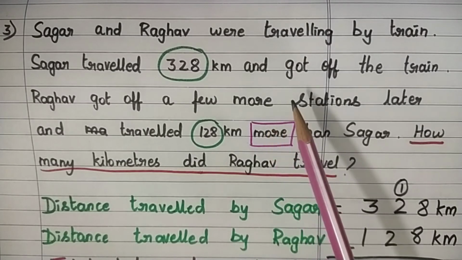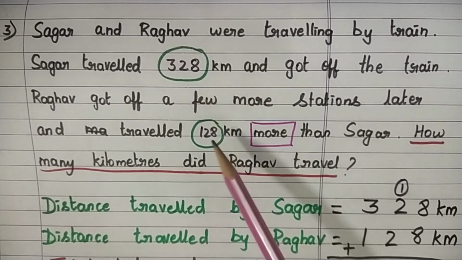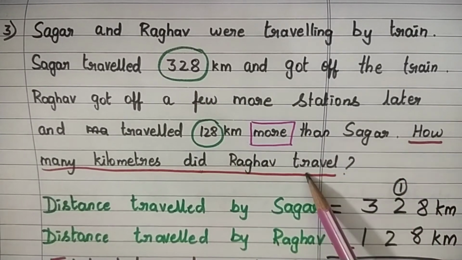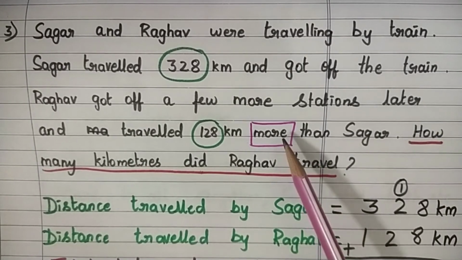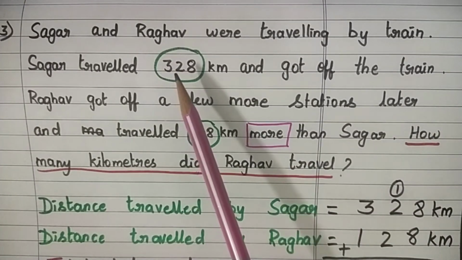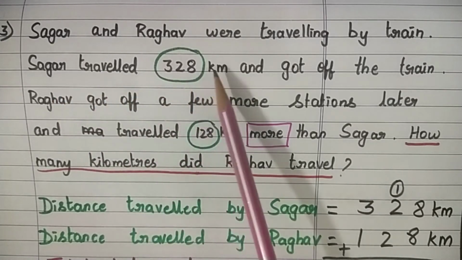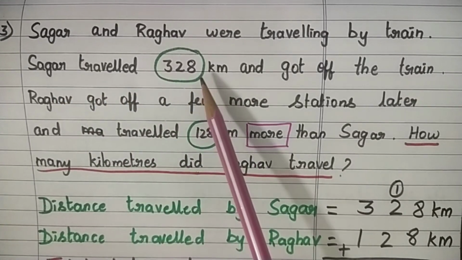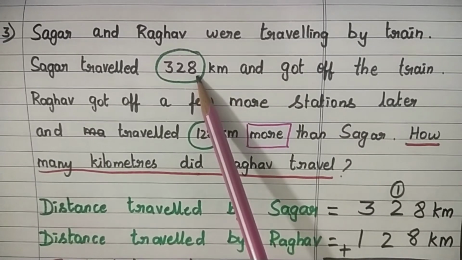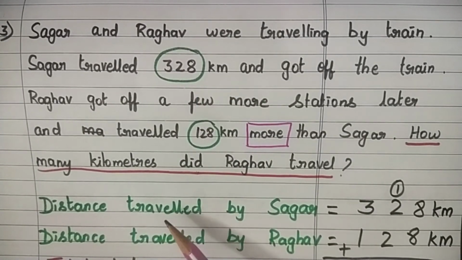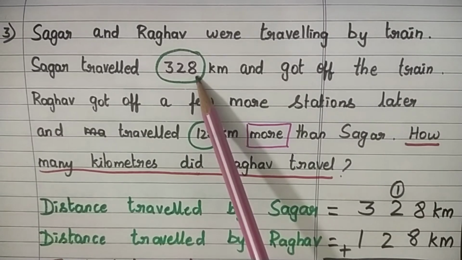Children, after reading the question, what do we need to do? We need to circle the information, underline the question and put a box around the keyword. See the first information, children. Sagar traveled 328 kilometers. For the first information, we need to write an information statement. How to write an information statement for this?